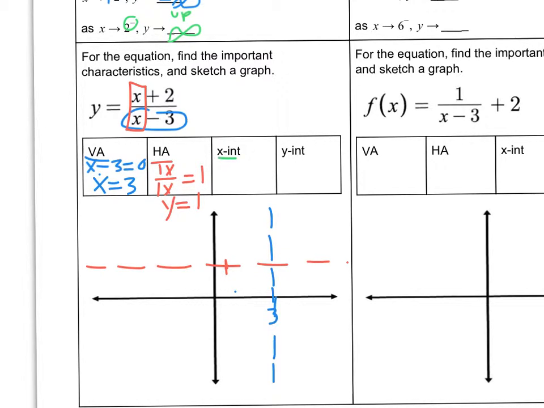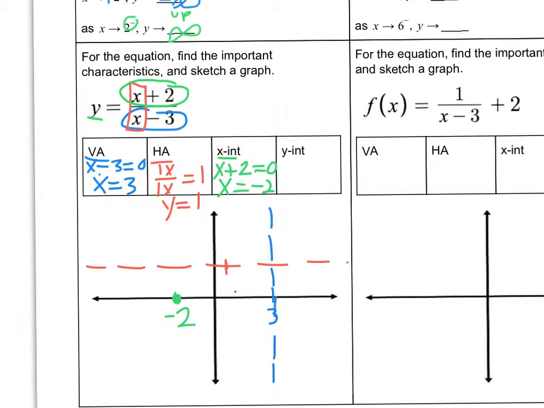For the x-intercept, we said that's when y is equal to 0, but the shortcut is just looking at the top of this. If x plus 2 is equal to 0, x equals -2 is my y-intercept. And I like how I was talking about x-intercepts, but just said y-intercept, sorry.